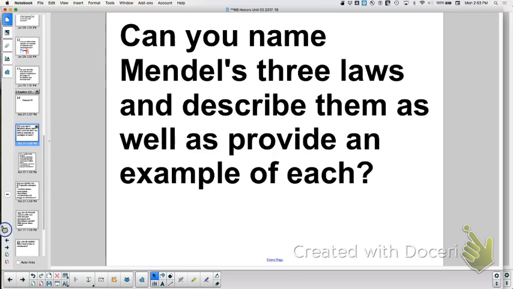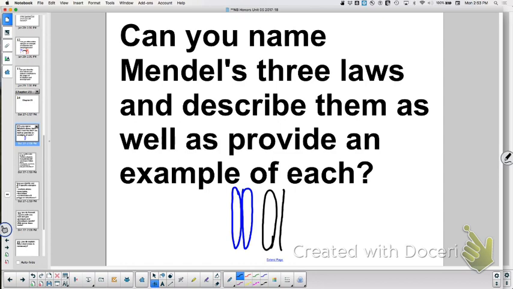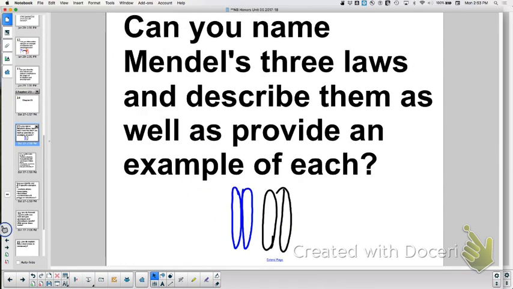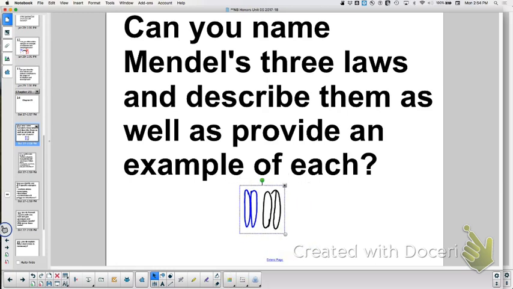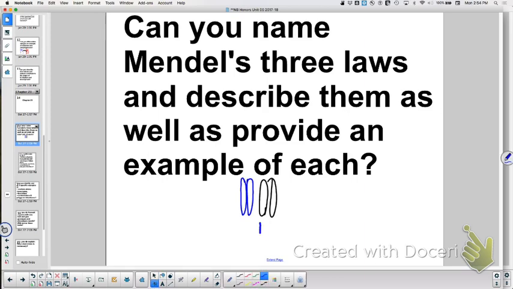The alleles are on that homologous pair. So this could be a homologous pair, and then this could be another homologous pair, right? So they could have lined up that way, or it could be flipped the other way. That's the law of independent assortment.